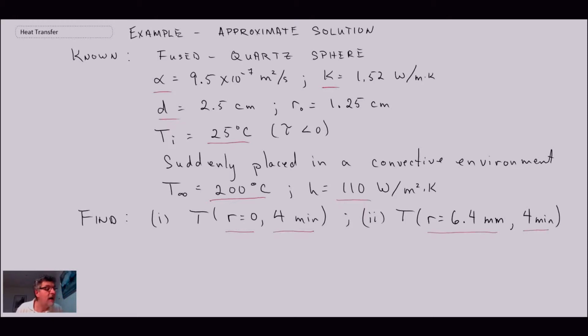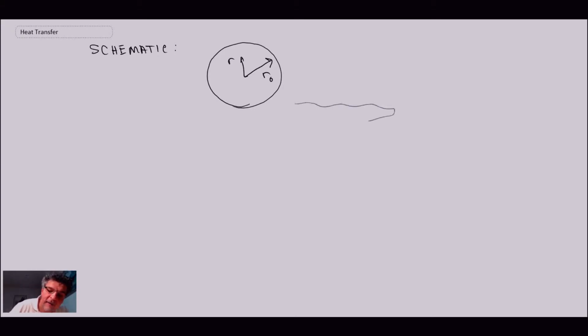We're told to use the approximate solution technique, so that will be the one for the sphere. Let's begin by drawing a schematic of what this looks like. It won't be that complex, because all we have is our sphere, with radius r naught and radial location r. We're interested in what's going on at 6.4 millimeters, and this is exposed to some convective environment.